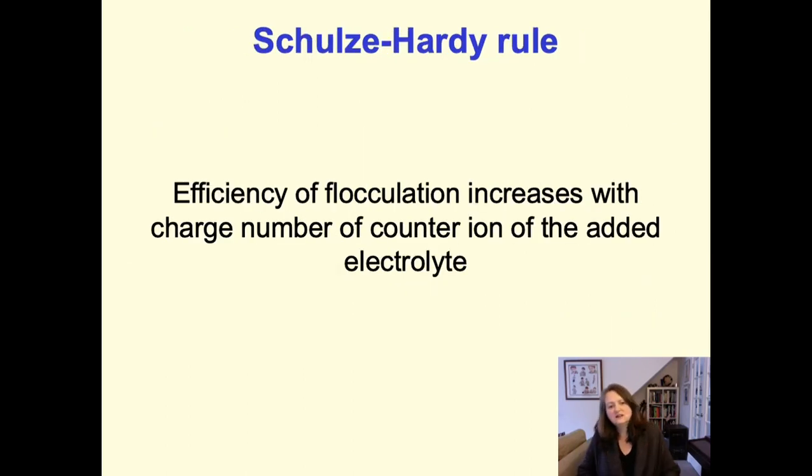And the Schulze-Hardy rule mentions this. It says the efficiency of flocculation, which remember is what we're trying to get here, increases with the charge number of the counter ion of the added electrolyte, because it is the counter ion that is going to go to the surface of the particle to form the diffuse layer. So therefore it's the charge of that counter ion that's going to be important, not the co-ion. And this helps us to determine which type of electrolyte would be best for us to add to a system.